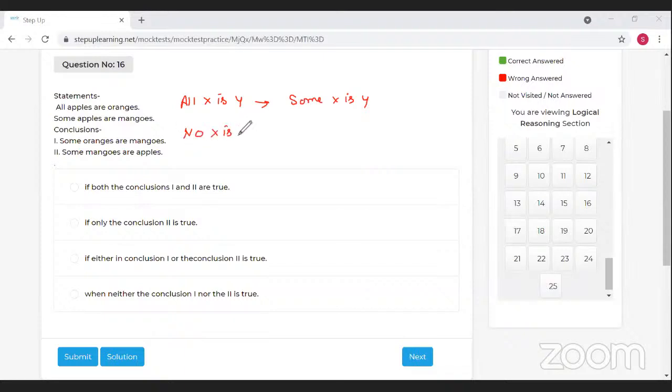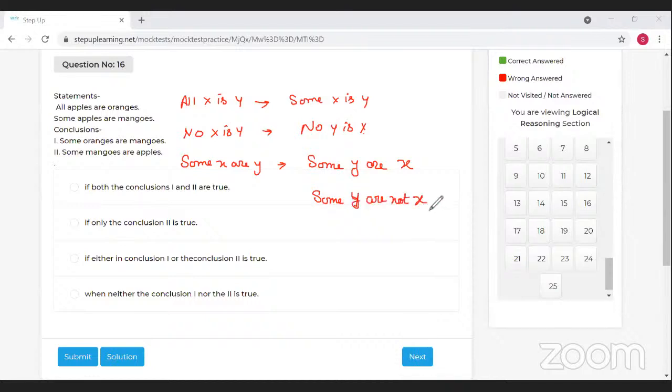No X is Y. No Y is X. And some X are Y. Some Y are X. And also I remember some Y are not X. Oh, which complex topic do you want me to take, Faisal?